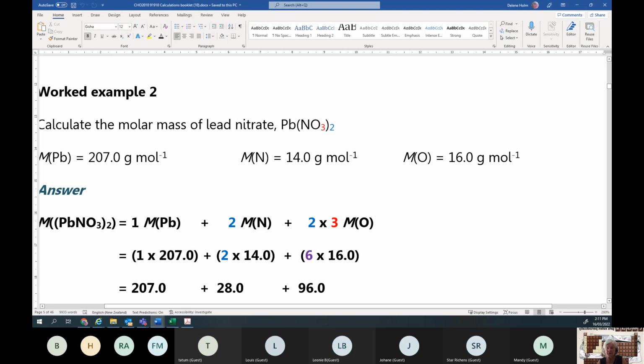Any questions about that? Anybody not quite sure why I've doubled some, or multiplied by 6 or multiplied by 4? All good?